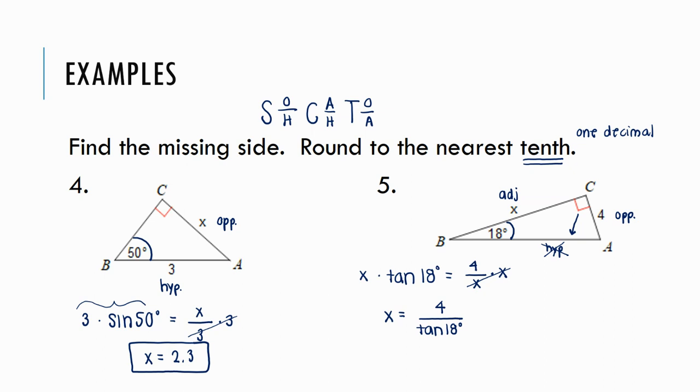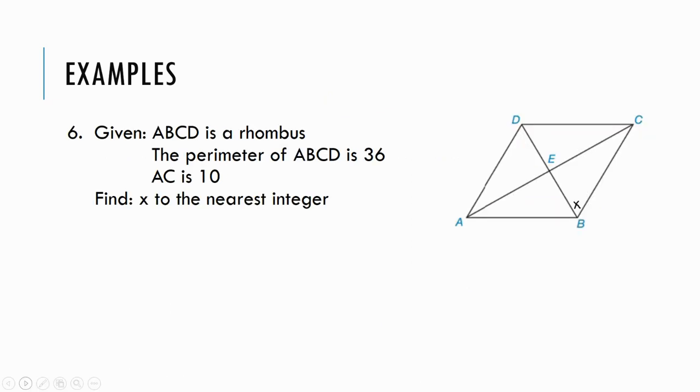And once again, we're rounding to the nearest tenth, which means I need to look at the second decimal to tell me what the first decimal should be. So I have 12.31. So the 1 tells me that the 3 is going to stay the same, so 12.3 is going to be my answer.